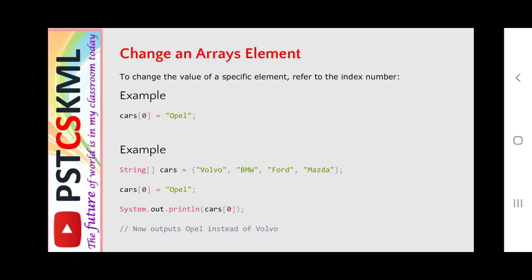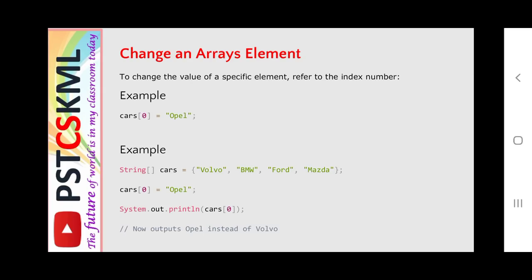So you can change it. This one is not finalized. It's not like a final constant variable. You can change it, even though you already declared Volvo above as the first index 0, you still can change it afterward.